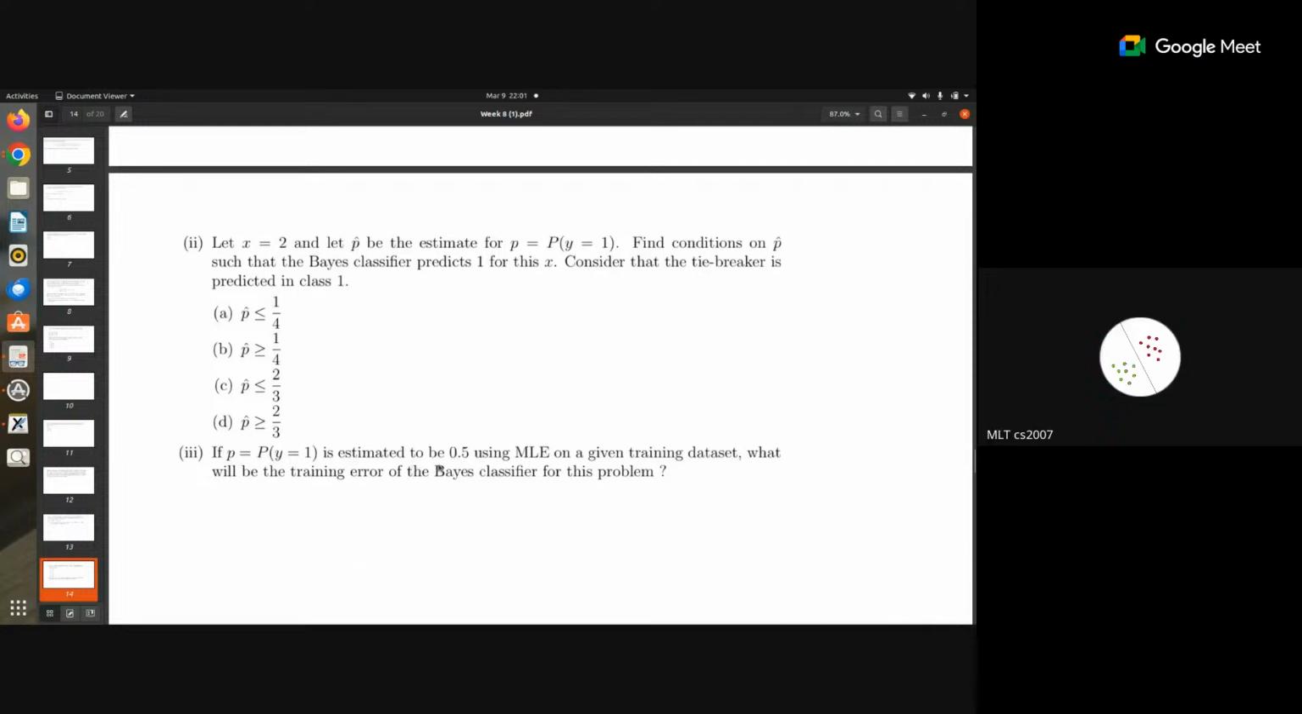This is what is given to me as estimated. So this p hat is given to me as 0.5 using MLE, and we'll have to find out the p hat using the Bayes classifier, right? We have to find it. Okay. Is that correct? Yeah. Correct, sir.